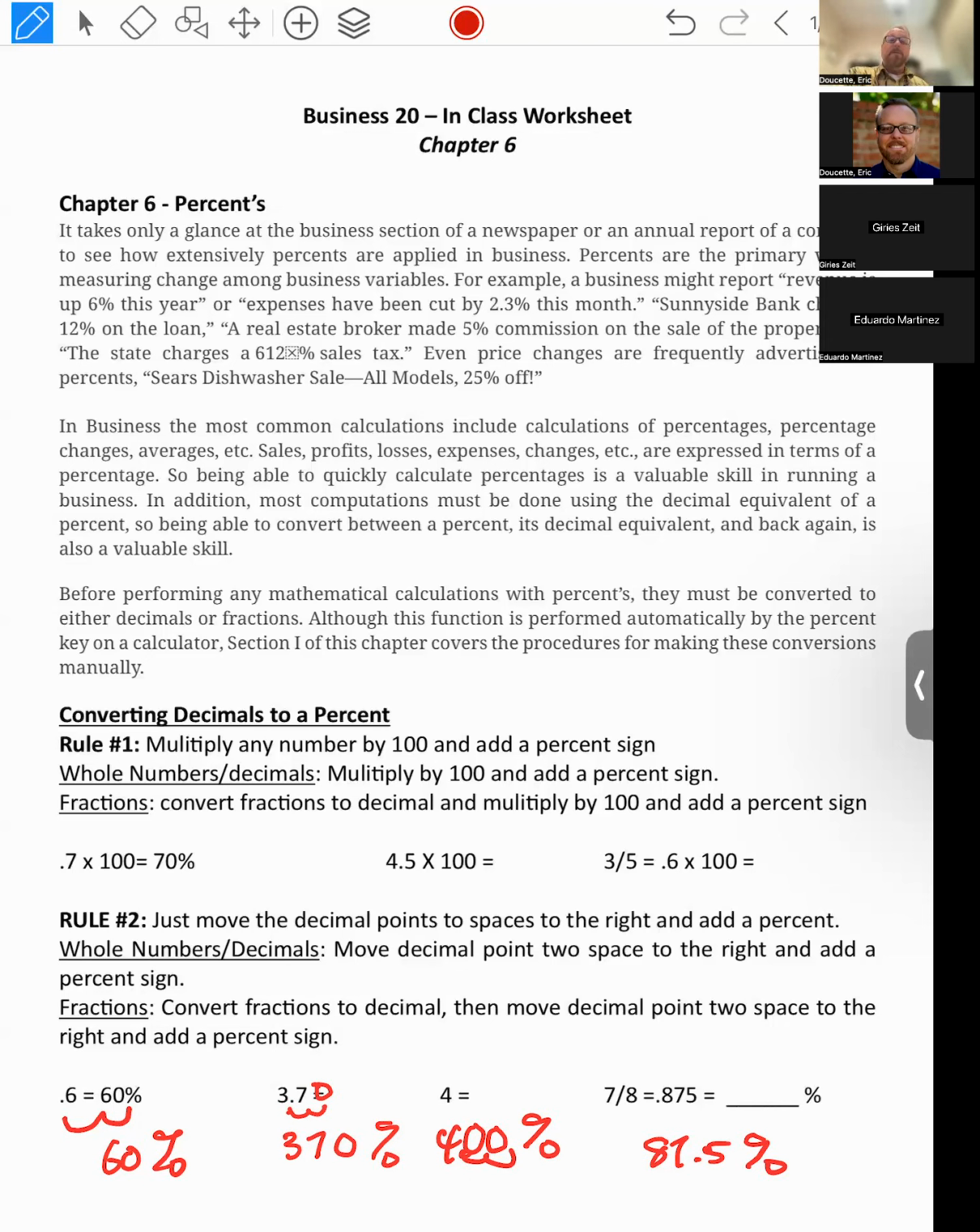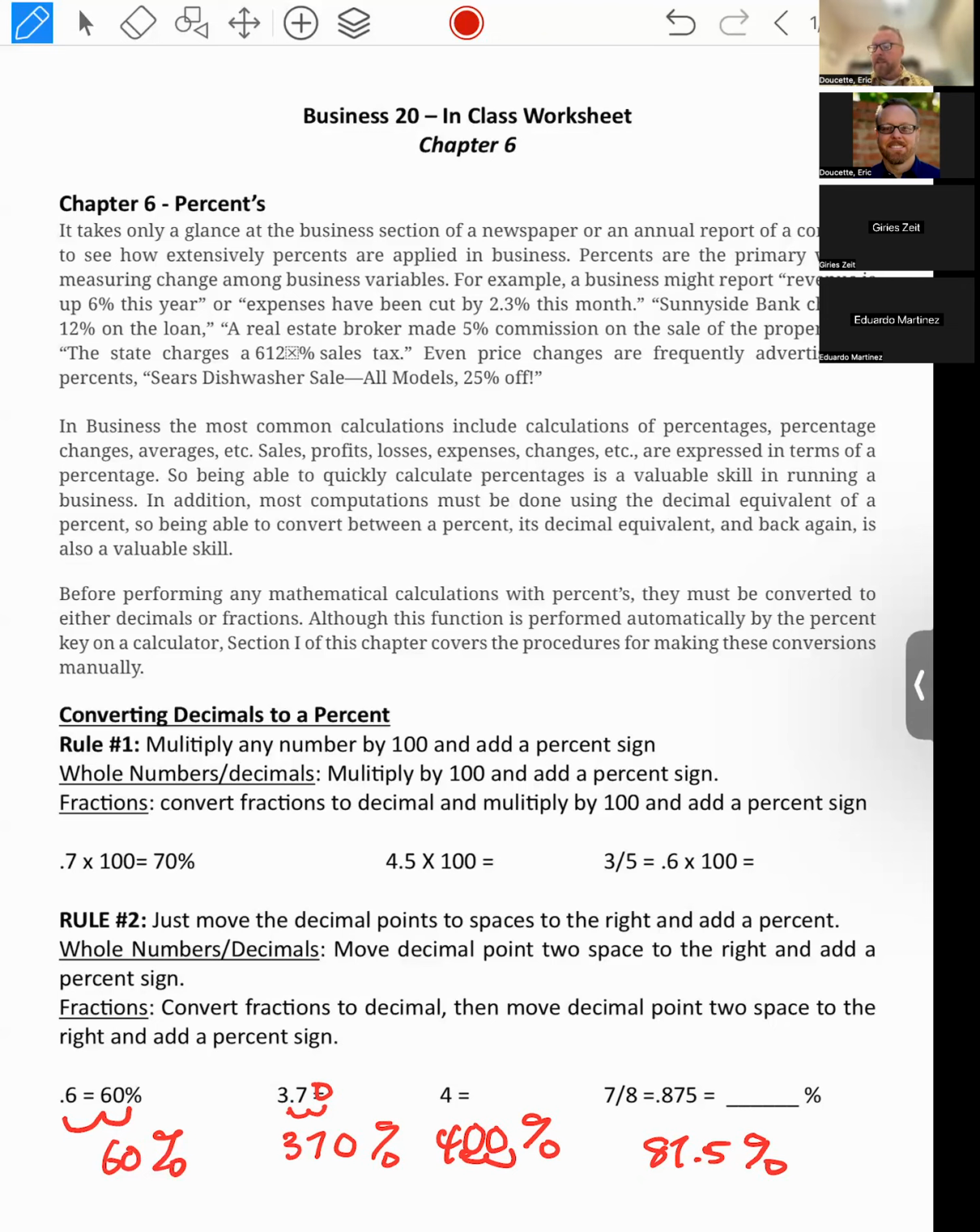So rather than do the math and multiply it by 100, it's much easier to just move the decimal point. And this is something you can do in your head as you're working out math problems. Your answer comes out 0.6. What is that in percentage? Move the decimal point 2 spaces, add a 0, add the percent sign: 60%.